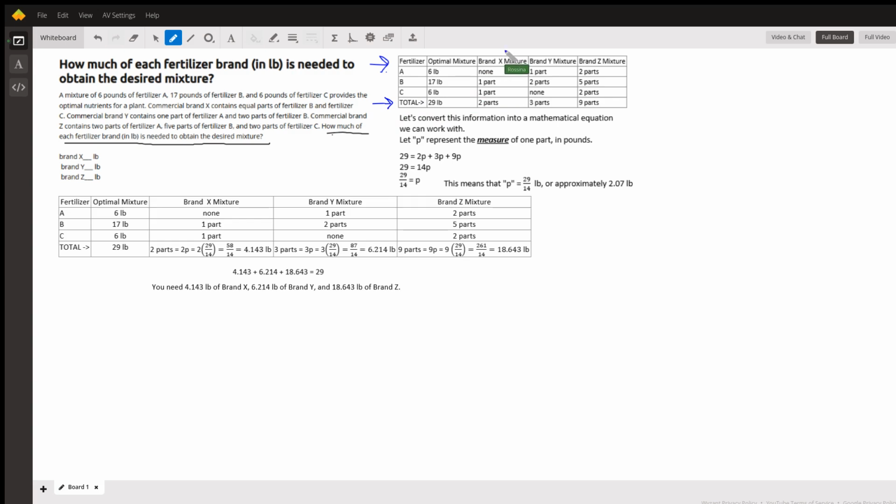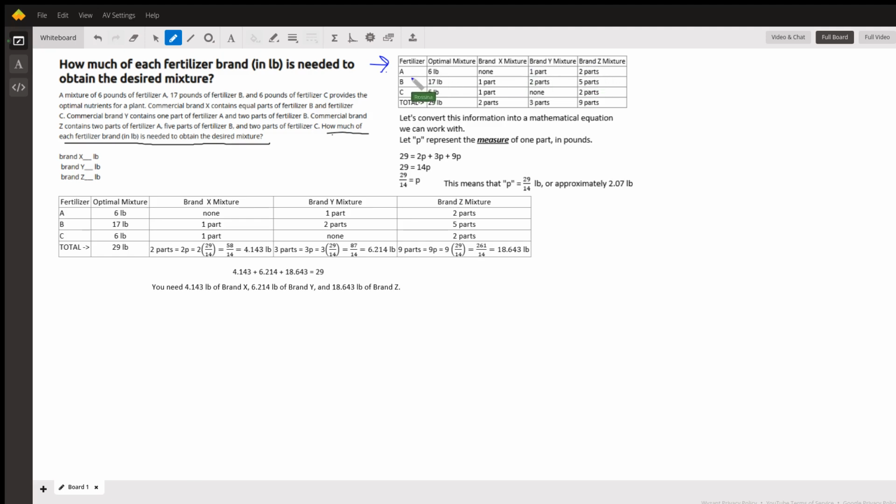With these kinds of problems, or any word problem, it's always a good idea to lay out your information and see if you can extract other information. Sometimes we don't have the whole picture, and once we do, we can come up with an equation to solve the problem. So let's convert this information into a mathematical equation we can work with. First things first, let P, the variable P, represent the measure of 1 part in pounds, because that is what the question is asking for. It wants it in pounds.